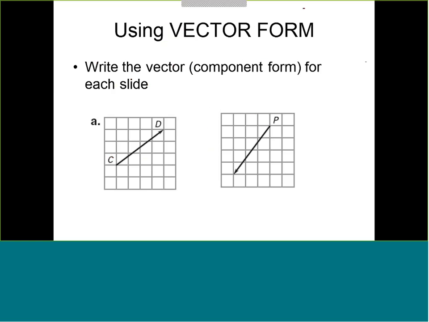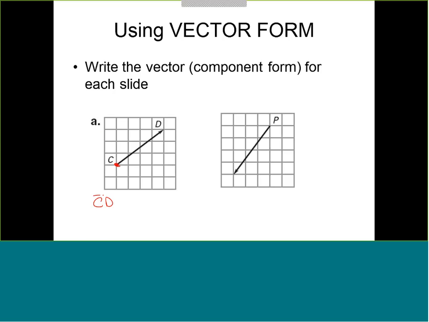Using vector form. So write the vector or component form for each slide. So here's our vector. Vectors always have a starting point, and then they have their arrow to show you a direction. Technically a vector is both size and magnitude, but for us, our vectors are simply going to show us a translation direction and distance. So this CD is our vector.